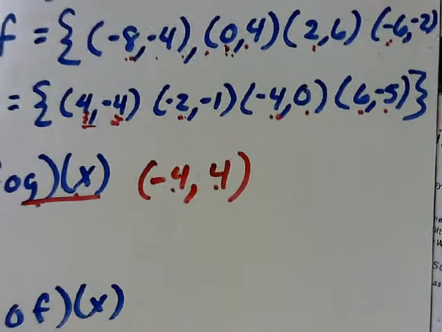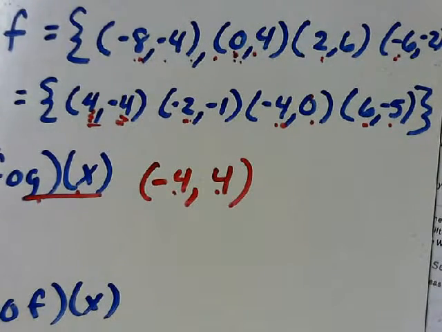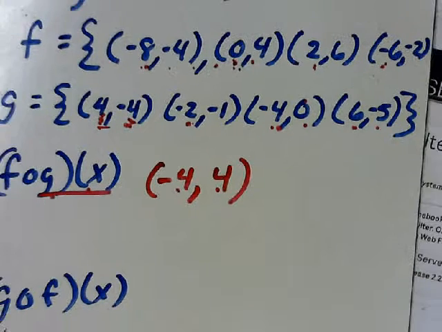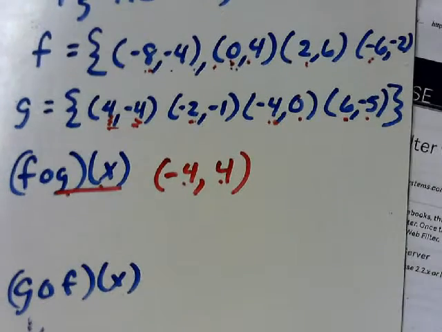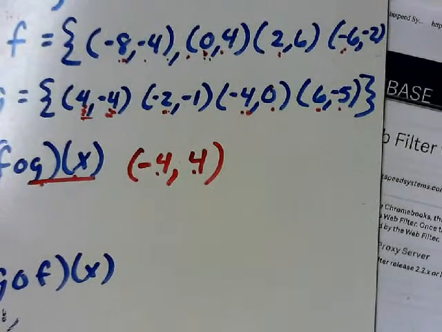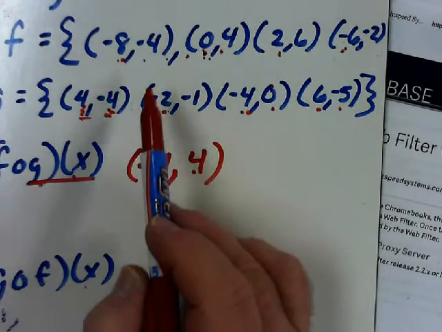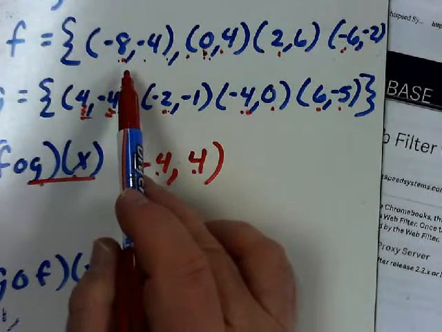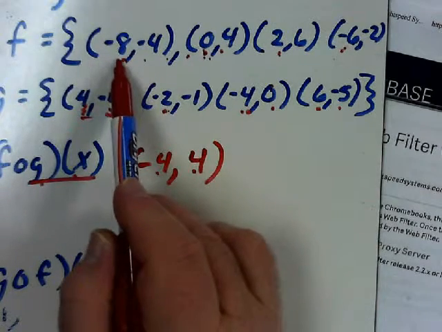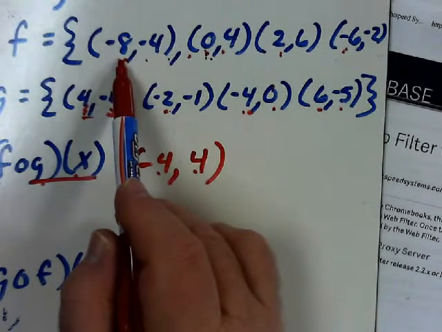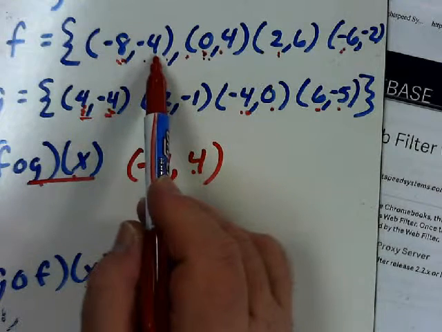Let's look at it the other way. Let's go golfing. That might be kind of fun today. Okay, if I looked at g of f, that means start with the f of x function. So I put in a -8. What do I get if I put in a -8? -4. I get a -4, don't I?